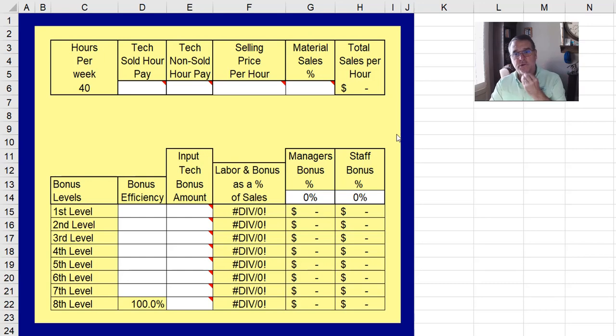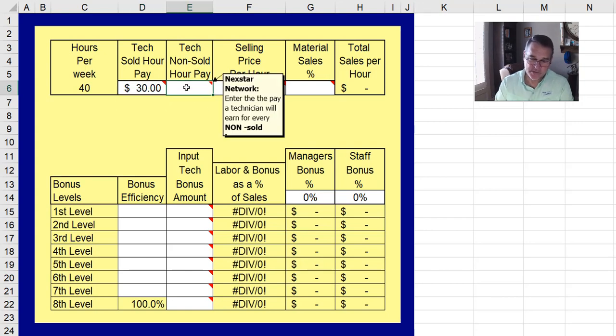All right, this is the Sold Hour Incentive Plan. I'm just going to go through the setup place for this Sold Hour Incentive Plan. So you put your technicians' pay in here. Let's say you pay them $30 an hour, and make the sold hour pay and the non-sold hour pay the same. Some guys pay some for sold hours, some guys pay some for non-sold hours. They have a difference. I just keep it simple.